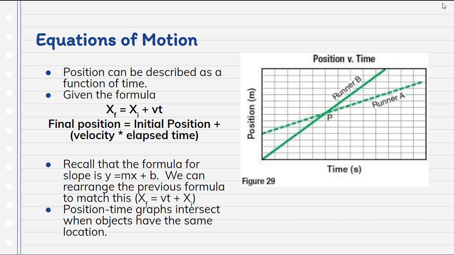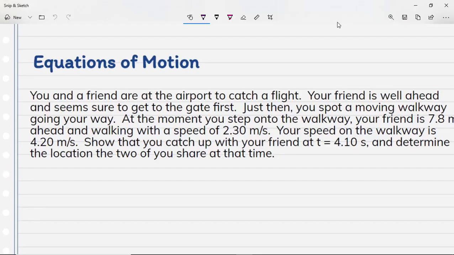Position time graphs intersect when objects have the same location. So if I were to plot this as a graph, I can tell when two particular objects, when they're coming right at each other with different velocities, would be able to intersect. They would intersect at the point where their final position, or x_f, is set equal to each other. That's going to be really helpful when we look at some of the practice problems here in just a moment.